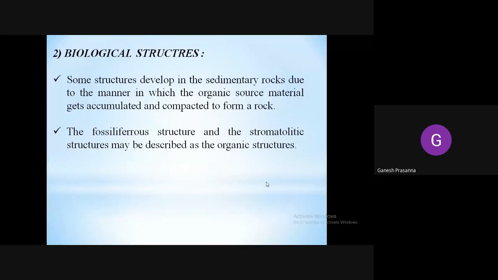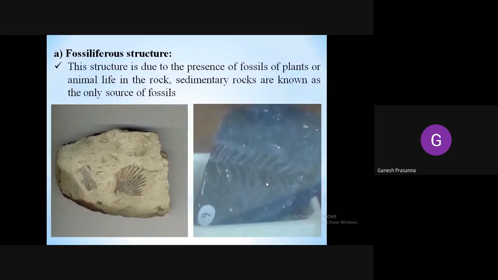So coming to the biological structures, these are the structures which are developed in sedimentary rocks due to the accumulation of organic material. Organic material gets accumulated in the rock and is compacted to form a rock. Very good examples are fossils. The fossil structures or the stromatolitic structures are described as organic structures.